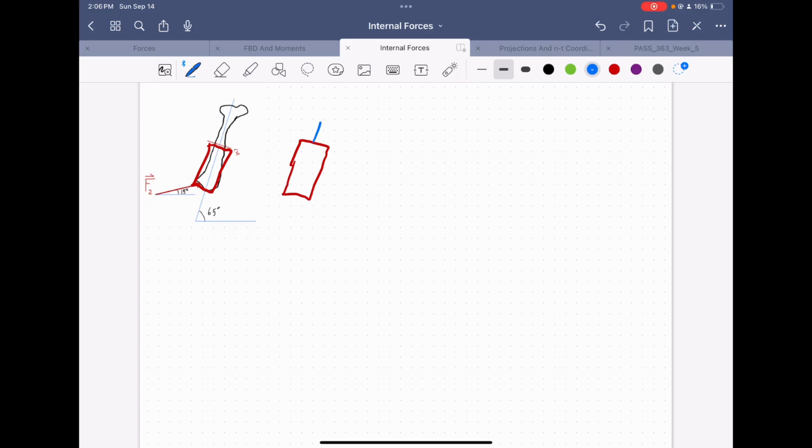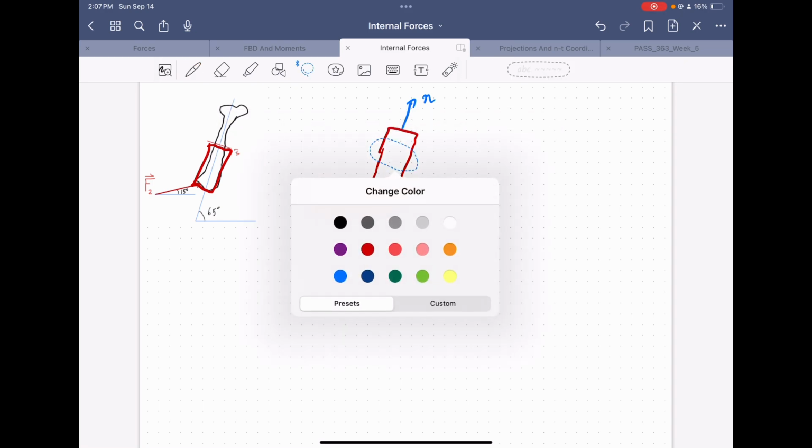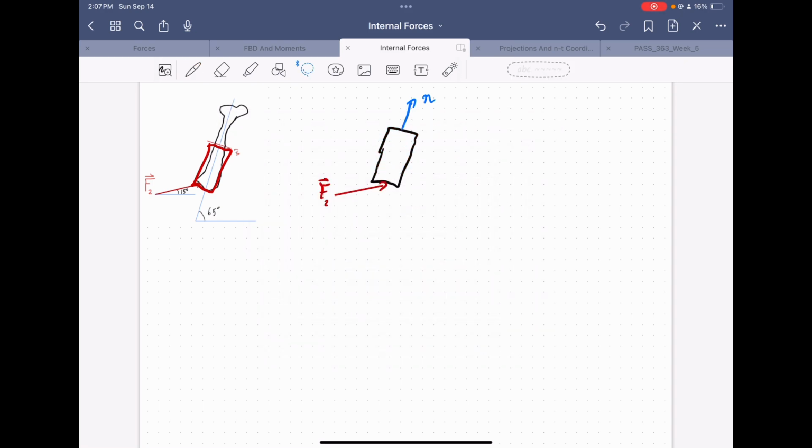We know our NT, that's our N. We're only focused with the normal component right now, and we know we have our force. We have our force at, again, 15 degrees, F2. We'll make this black again, just for ease. And so we want to find the N component of this force, and that green is representing the tangent.